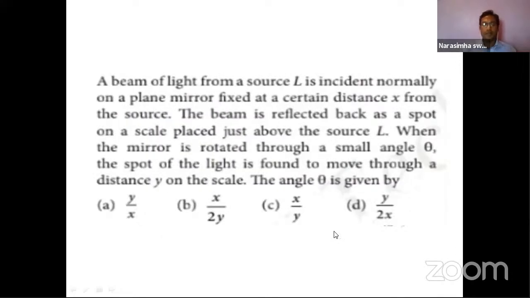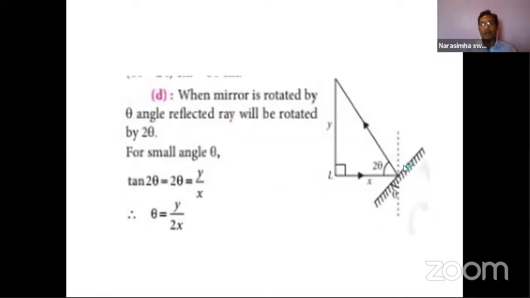D option is correct. So based on that small concept: whenever a plane mirror is rotated by a certain angle theta, for example 10 degrees, then the angle between the incident and reflected ray will be double, 20 degrees. If the mirror is deflected by 45 degrees, then the angle between the incident ray and reflected ray will be double, meaning 90 degrees. That is the only logic.